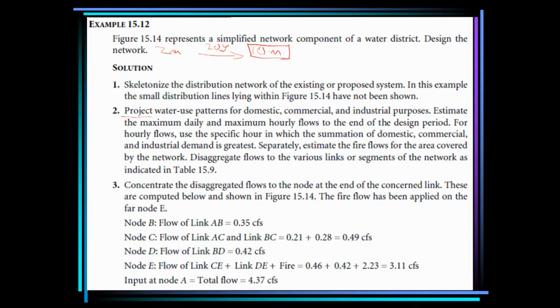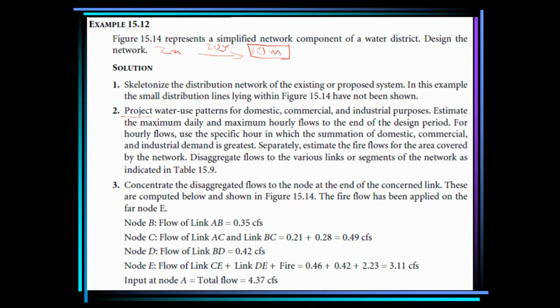And for hourly flows, use the specific hour in which the summation of domestic, commercial, and industrial demand is greatest. For design, we go for the greatest, so that our system should be able to satisfy the highest demand possible. Because if we design for the lowest demand, it means our system cannot cater even for the average demand or the highest peak demand. Okay, it will fail. So we need to determine the maximum water demand possible, and design our system such that it should be able to cater for the maximum demand at any point in time.